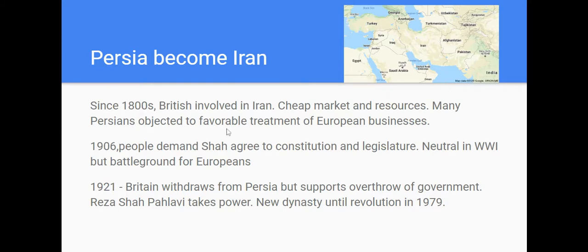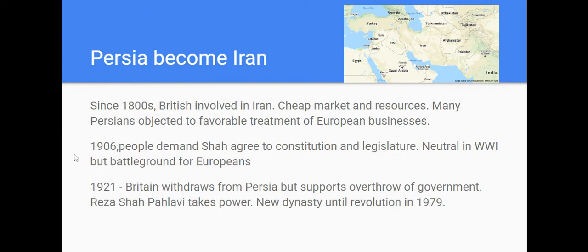Many Persians objected to the favorable treatment of European businesses, which is a classic piece of colonialism, that you support and help Europeans, of course, at the expense of the people who live there, which is where a lot of nationalism grows. In 1906, people demand that the Shah, who is the king of Iran, agree to a new constitution and legislature.